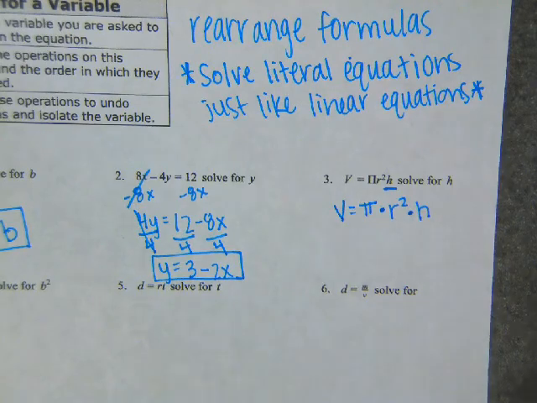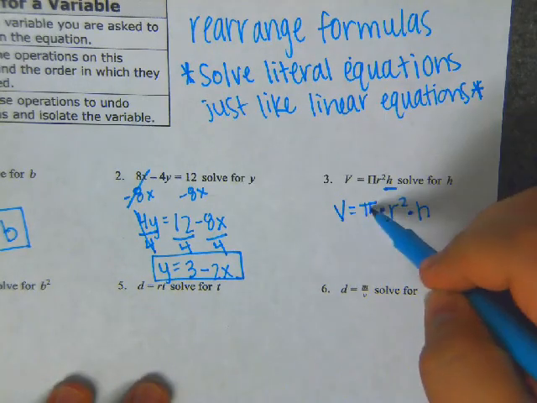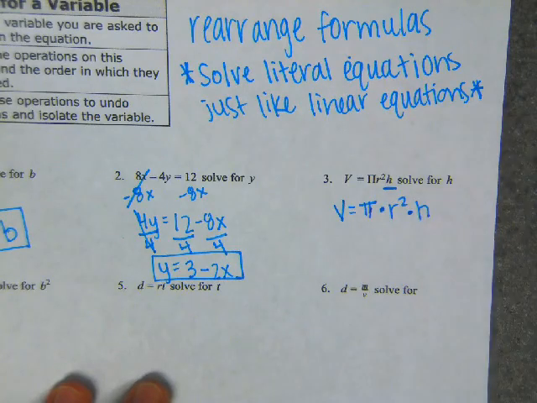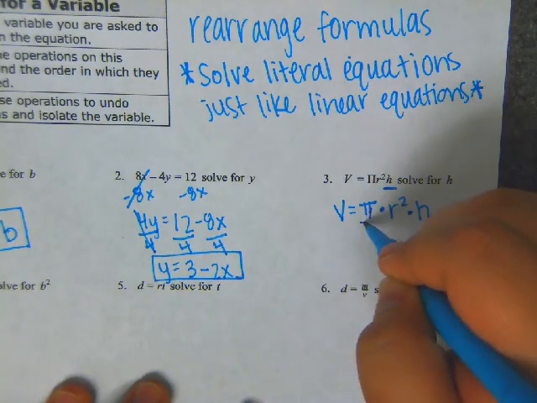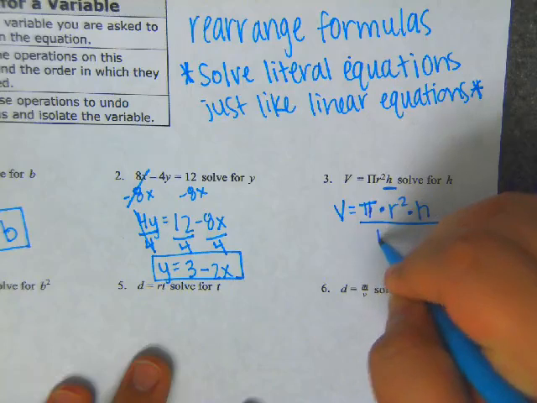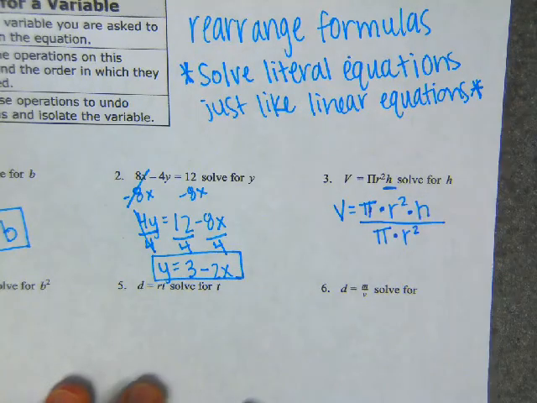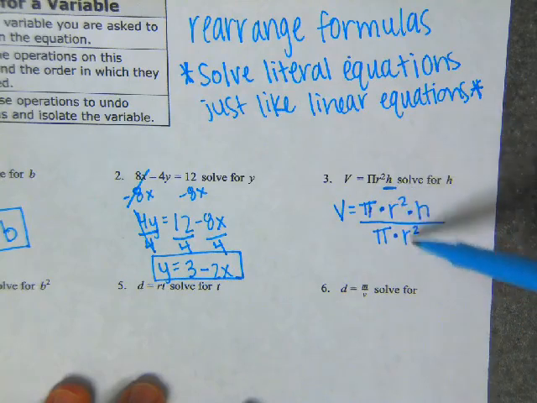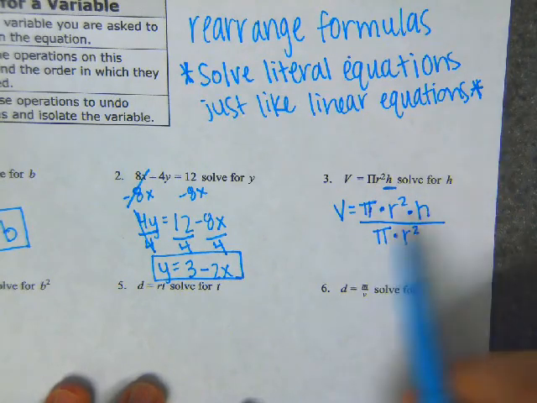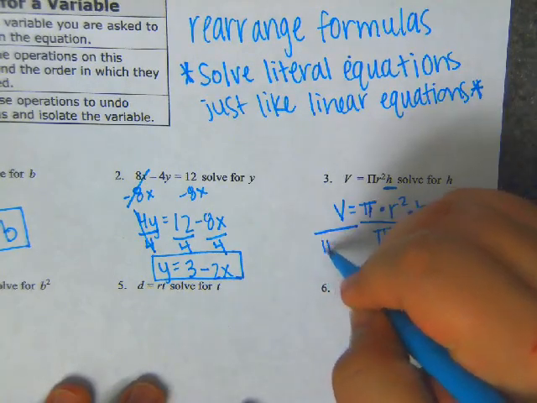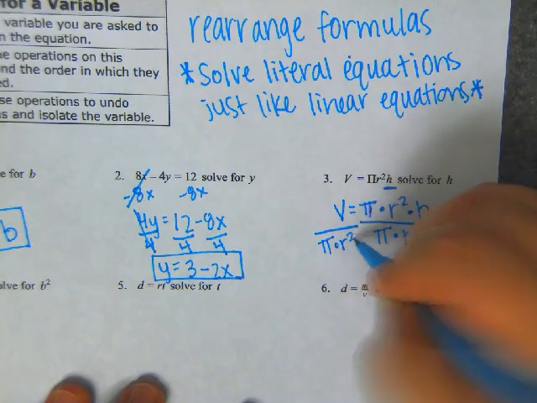So if I want to undo the multiplication in order to move the pi and the r squared, the opposite of multiplication is division. So we're going to divide by pi and r squared in order to get these two to cancel, and all I'm left with is h. So if we're going to divide by this on the right side, we need to do the same thing on the left. So divide by pi times r squared.